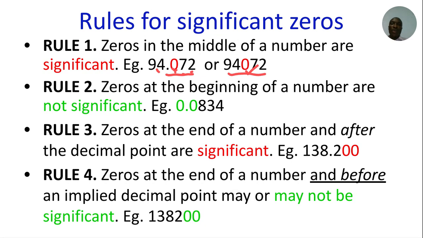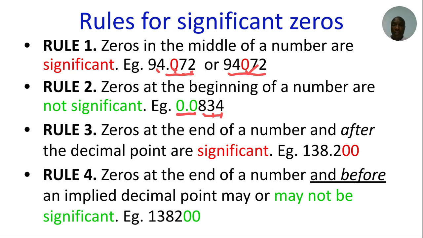Then if the zero is leading, or what we call the leading zeros, like these, we have 0.0. These first zeros, we refer to them as leading zeros. In this case, they are not significant, meaning that if you are to talk about the number of significant numbers, the significant numbers here would be 834. That means we have 3 significant numbers or figures.